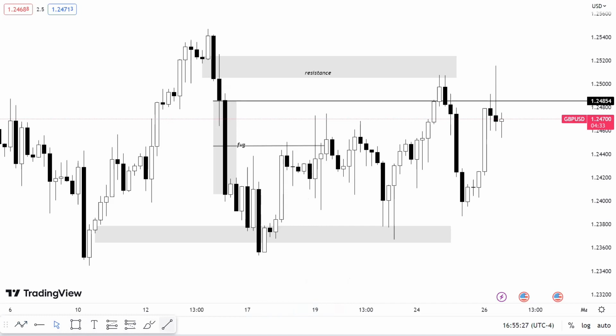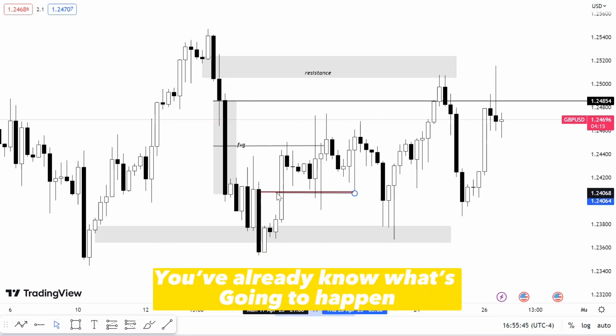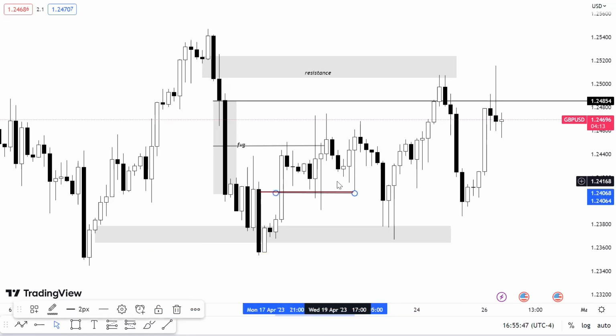So what we need to look at there, we are looking at half of that area, right? That's where we will get our retracement back to the upside. Now, I know this is cherry picking. You'll be like, okay, yeah, you've already seen what's going to happen. I know people always say that.